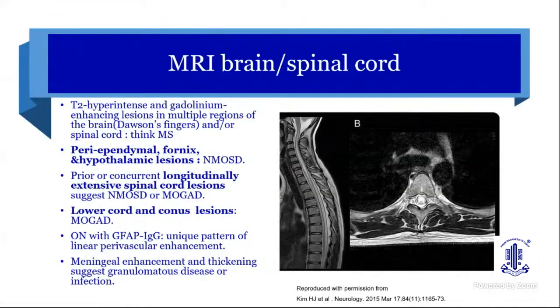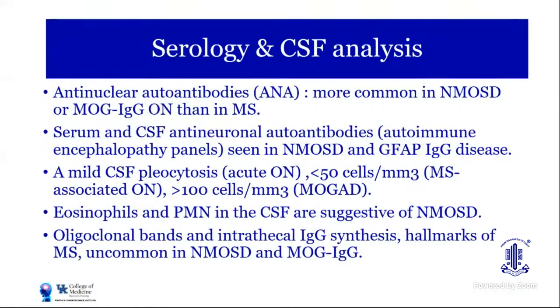The MRI can give you other clues. It can pick up your MS lesions. Similarly, you can have lesions in the spinal cord. But if you see lesions in the periependymal location, in the fornix and hypothalamus, think about NMO. A longitudinally extensive lesion in the spinal cord, we all know that we have to think about NMO or MOG. But remember that MOG involves the lower cord and the conus. Similarly, you do not see inflammation of meninges in your demyelinating optic neuritis. So that will suggest granulomatous disease or infection.